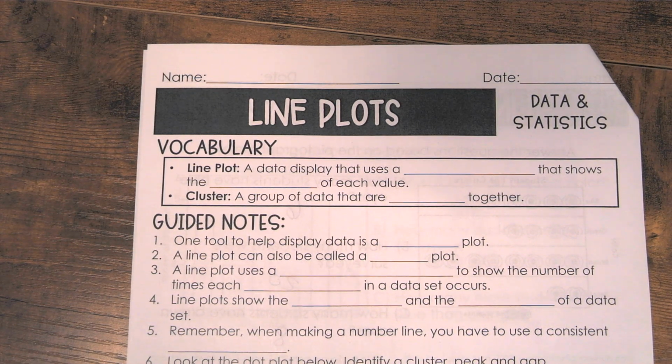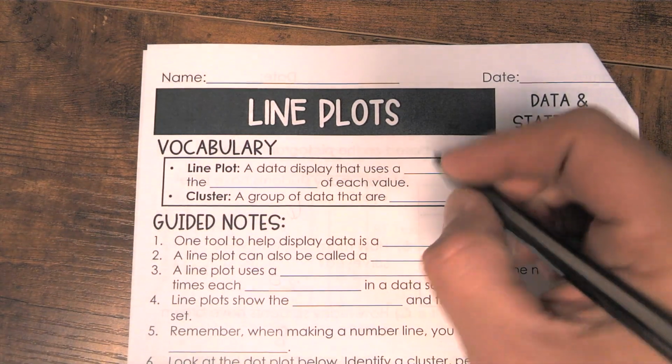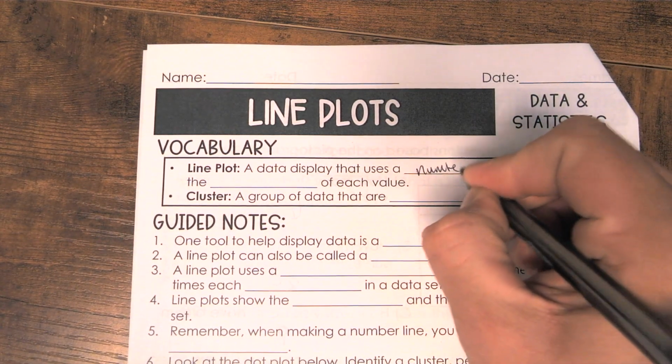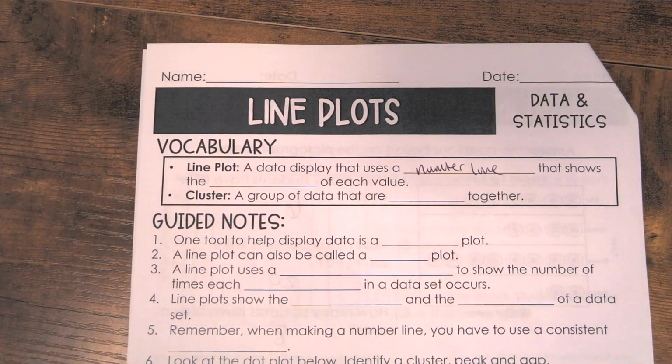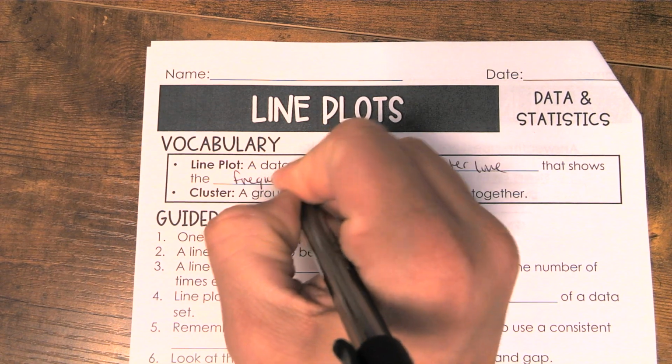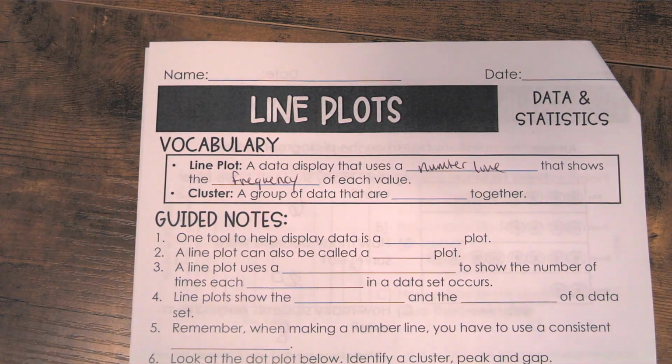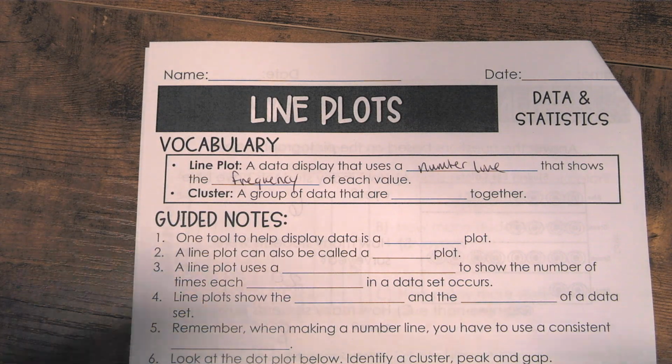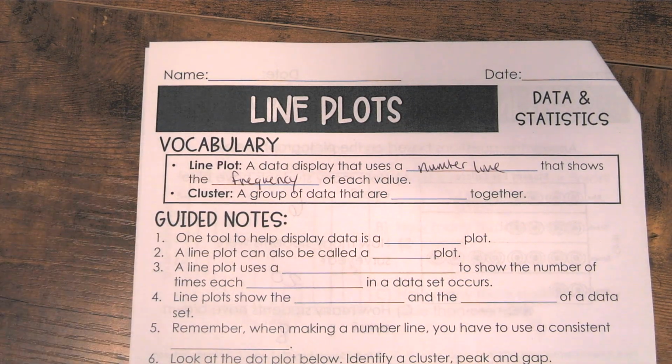So remember, a line plot is a data display that uses a number line that shows the frequency of each value. What does frequency mean in this case? What are we talking about when we say frequency? How many times something happens. So if we're talking about a data set, what would we mean by how many times something happens?